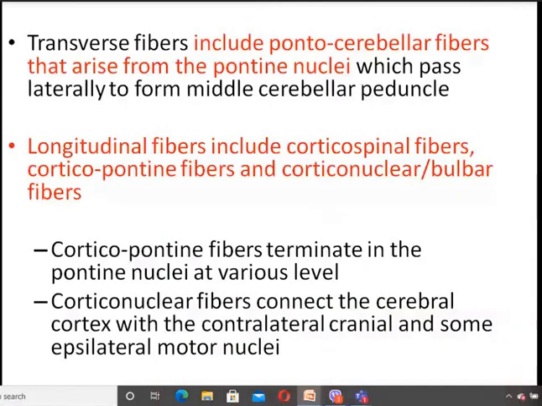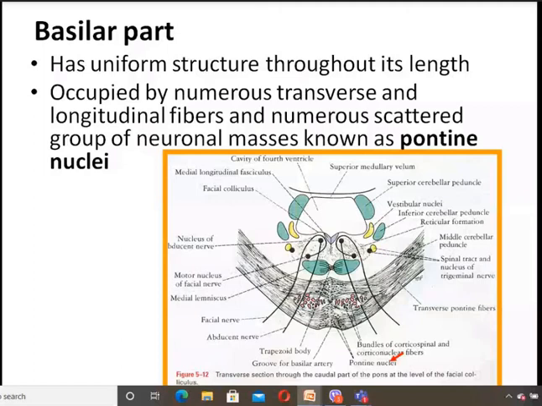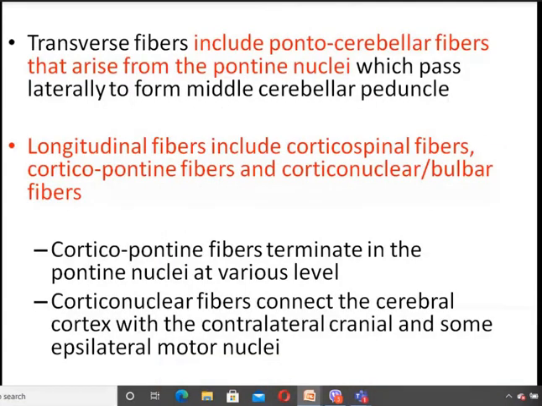The transverse fibers include the pontocerebellar fibers that arise from the pontine nuclei, which pass laterally to form the middle cerebellar peduncle. So they originate here in the pons and go like this on the lateral aspect to form the middle cerebellar peduncle. The longitudinal fibers include the corticospinal fibers, corticopontine fibers, and corticonuclear or corticobulbar fibers. They come from the cerebral cortex to the nuclei or important areas in the pons. So the corticospinal fibers are longitudinal fibers.